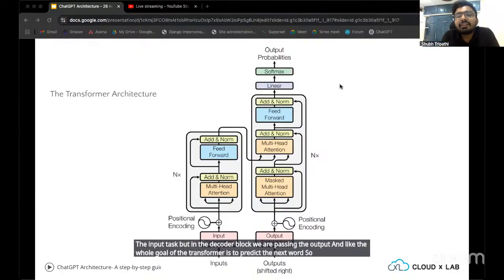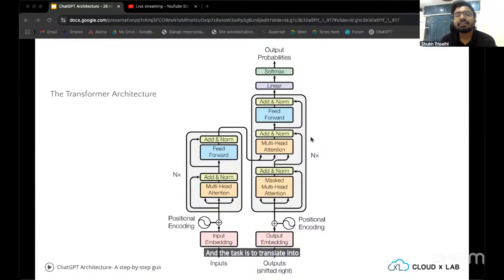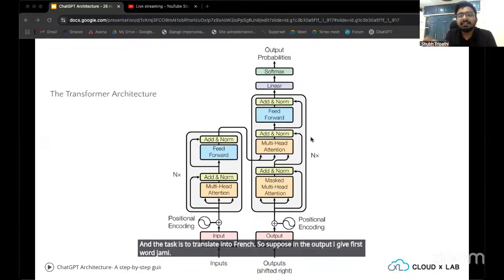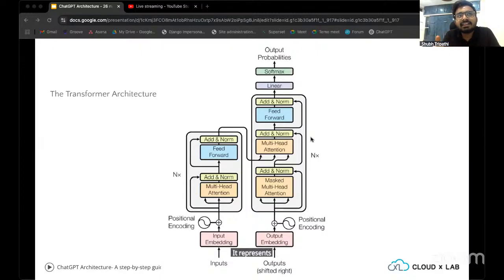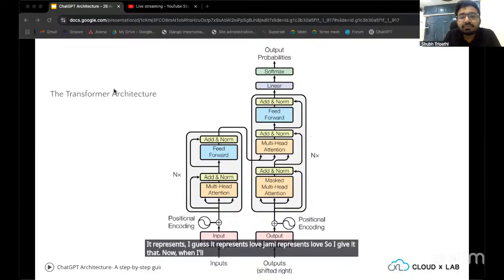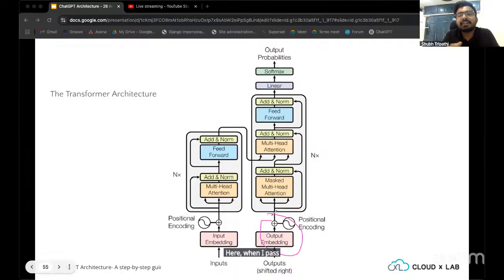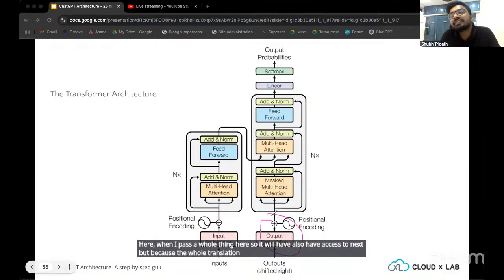Suppose again I take my translation example. Suppose the input is "I love transformers", and the task is to translate into French. Suppose in the output I give the first word as "J'aime". It represents love. Now, when I pass the entire sequence into this decoder block, it will also have access to the next words, because the whole translation is "J'aime les transformers", and it will have access to "les transformers" also.